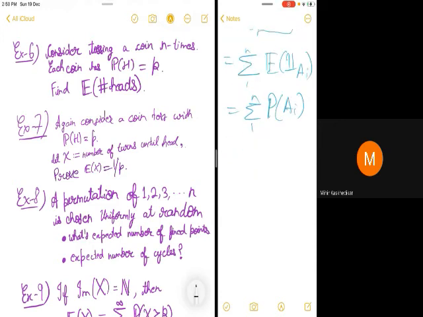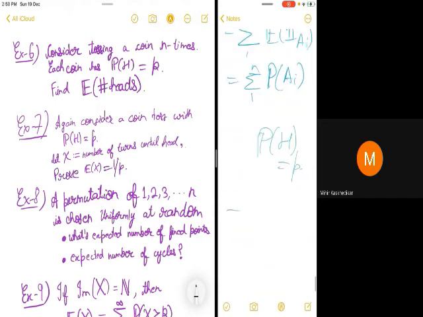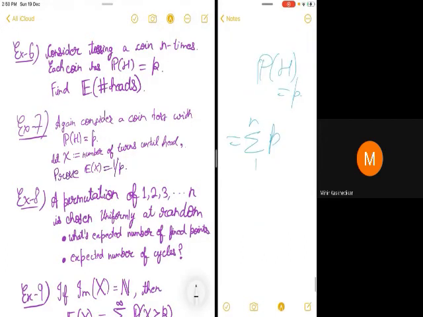Now what is the probability of the event A_i? It is the probability that the ith toss is a head, and we are given that it is small p. So that means the expected number of heads is simply the summation of small p from 1 to n, which is simply np. So is this proof clear? Yes.